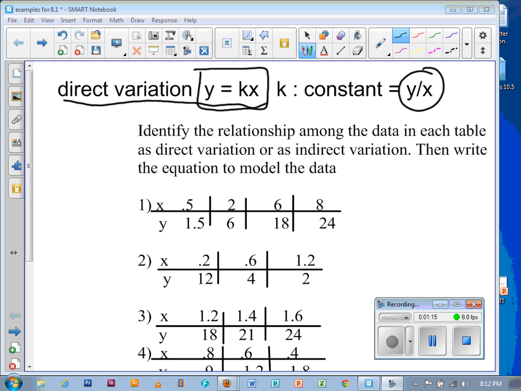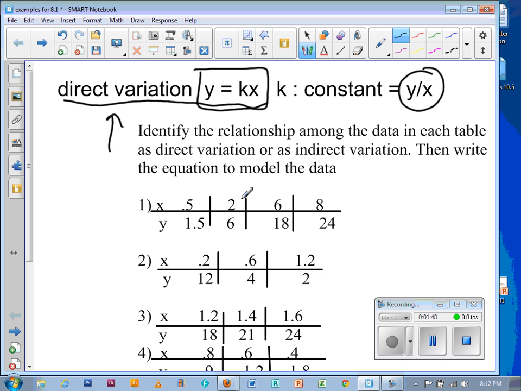If I look at number one, I see that the values of x are increasing while the values of y are increasing. If both values of x and y are increasing or decreasing, the only chance it has is direct variation. The next step is to take each y value and divide it by the x value. For example, if you look at the last set of points here, 8, 24: 24 divided by 8 is 3. 18 divided by 6 is 3. 6 divided by 2 is 3.